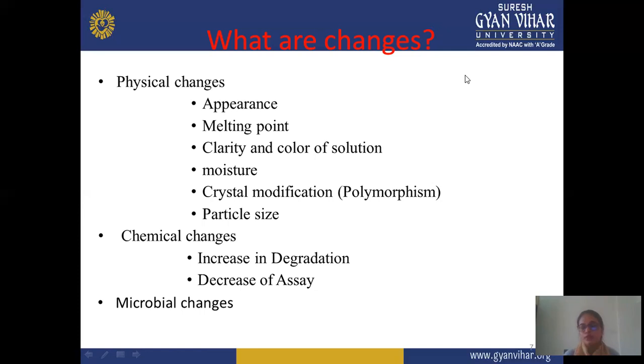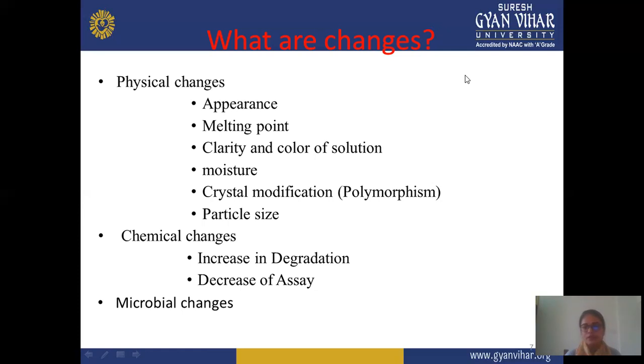Next is crystal modification, like polymorphism. Polymorphism means more than one type of crystal. Suppose you require a polymorphism formulation of a polymorphism drug, then in this condition you change your crystal form or convert it into a polymorph, so you can formulate a good quality formulation.